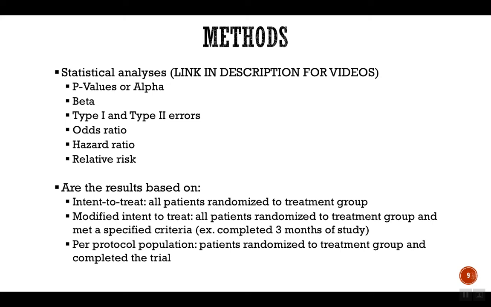Next, are the results based on the intent to treat, where all patients are randomized to the treatment group? The modified intent to treat, where they may say, okay, all patients are randomized to the treatment group plus one more criteria, right? And the criteria could be, okay, all patients who are randomized and completed 3 months of study, all patients who are randomized and received at least five doses of the active medication, right? So it's always all the patients who are randomized plus one more specified criteria. Then we have per protocol, which is patients who are randomized and also completed a trial.